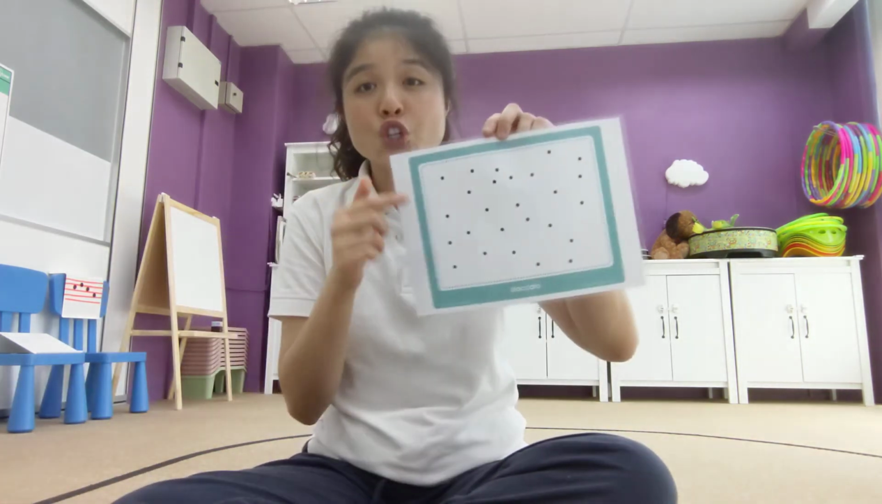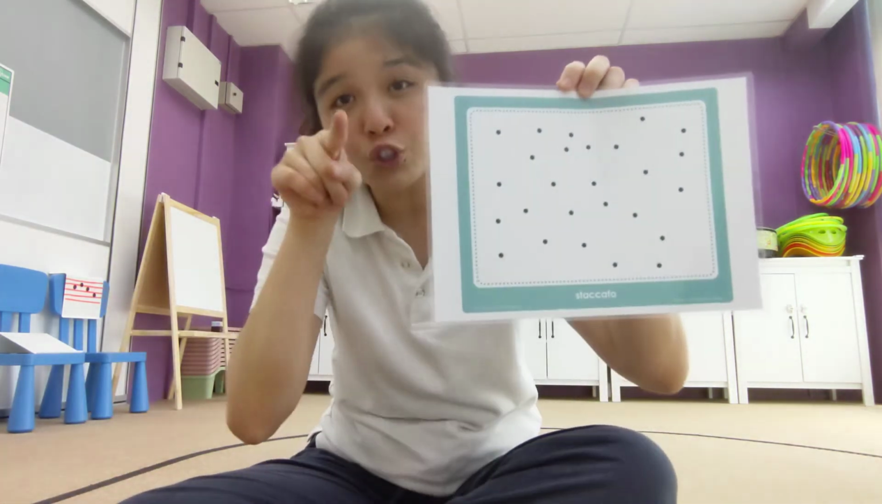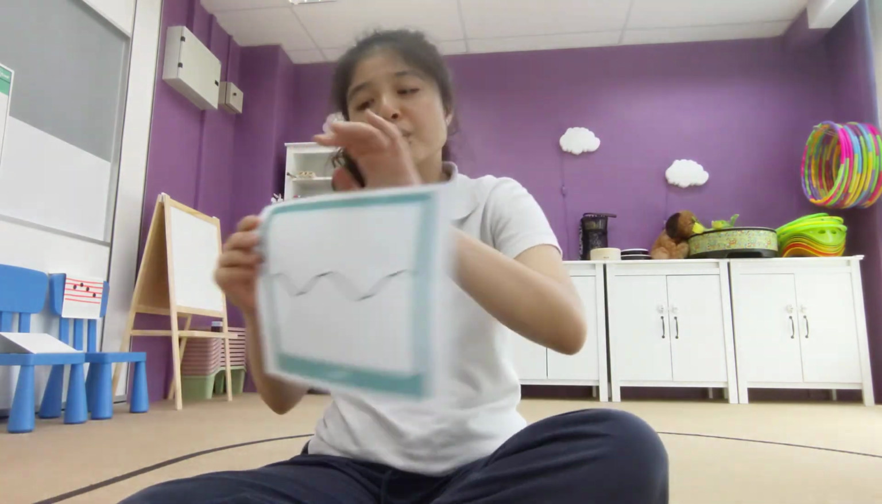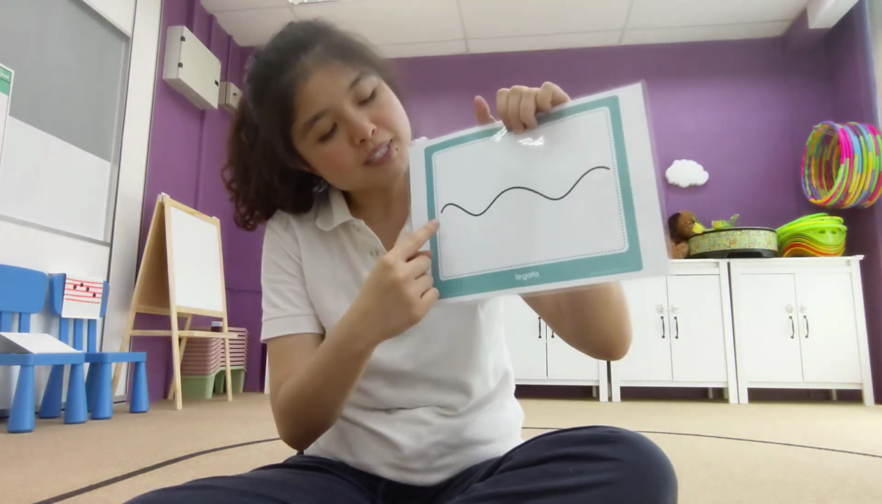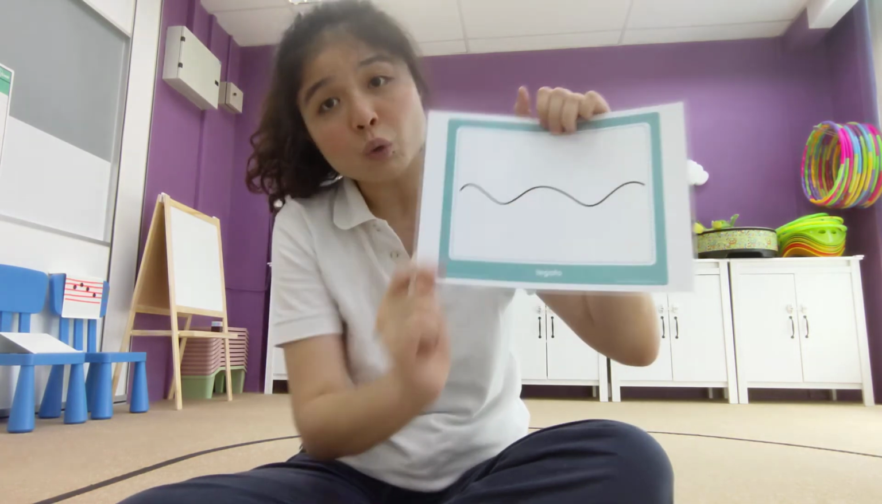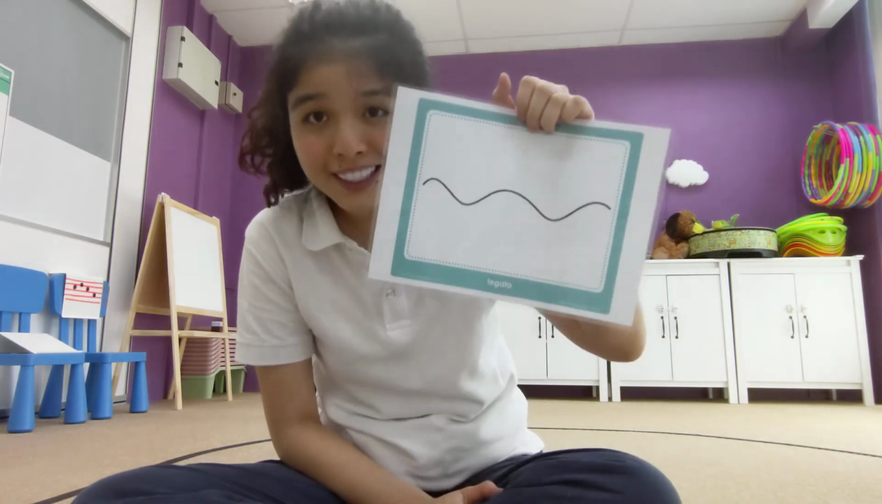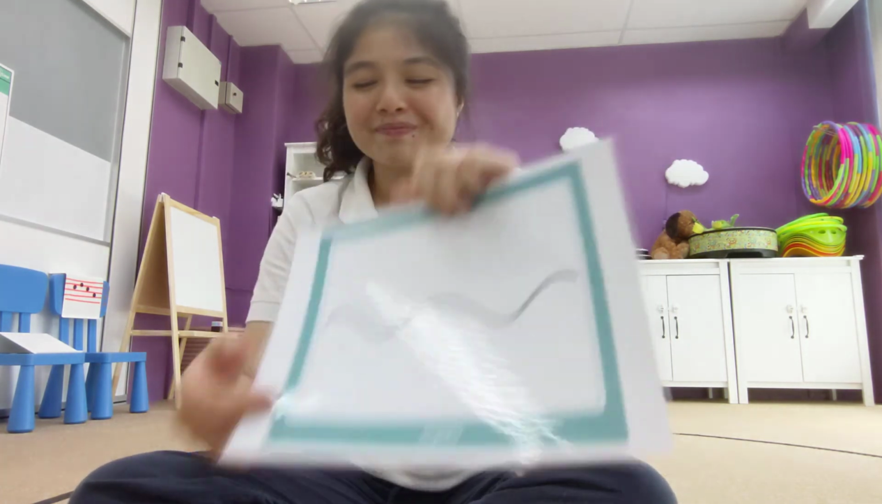So today we learn staccato and legato music. Staccato music is short and fast. We call it staccato. Legato music is smooth and long. We call it legato. Can you say it with me? Legato. Very good. Now it's time to sing goodbye.